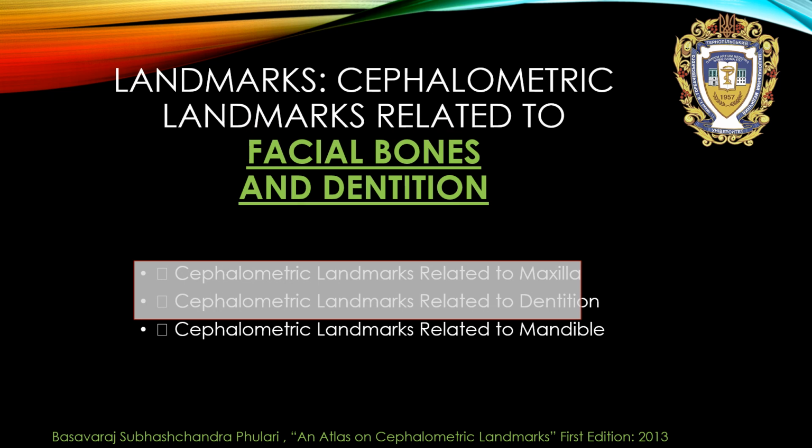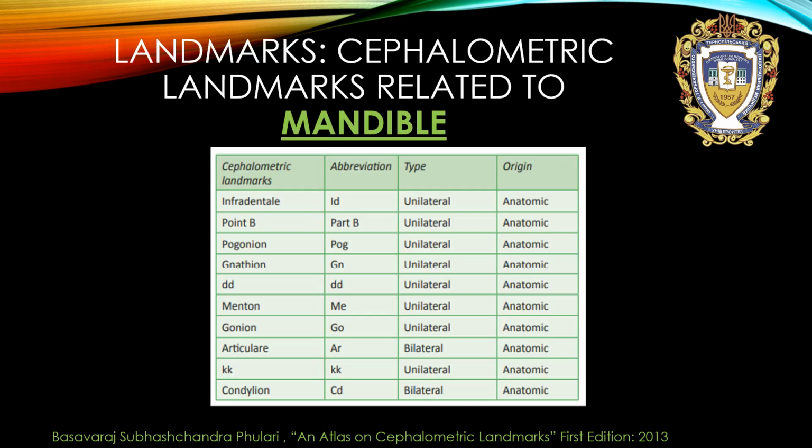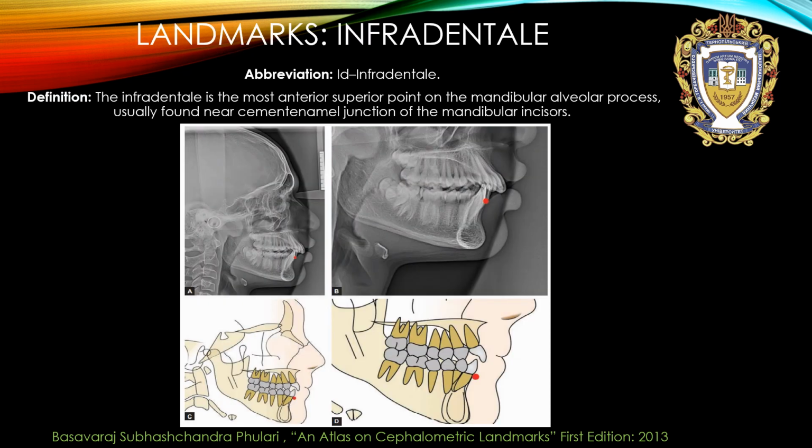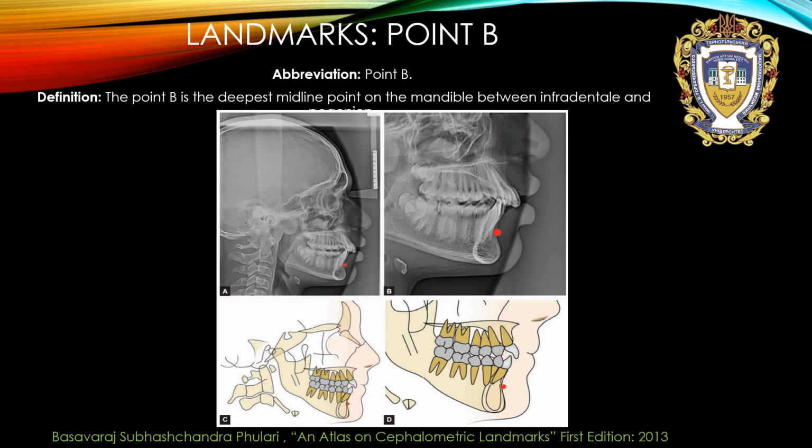And cephalometric landmarks related to mandibula. On mandibula, there are present many different points, and the most important are next. Infradentale point is the most anterior superior point of the mandibular alveolar process, usually found near cement-enamel junction of the mandibular incisors. Point B. The point B is the deepest midline point of the mandibula between infradentale and pogonion.